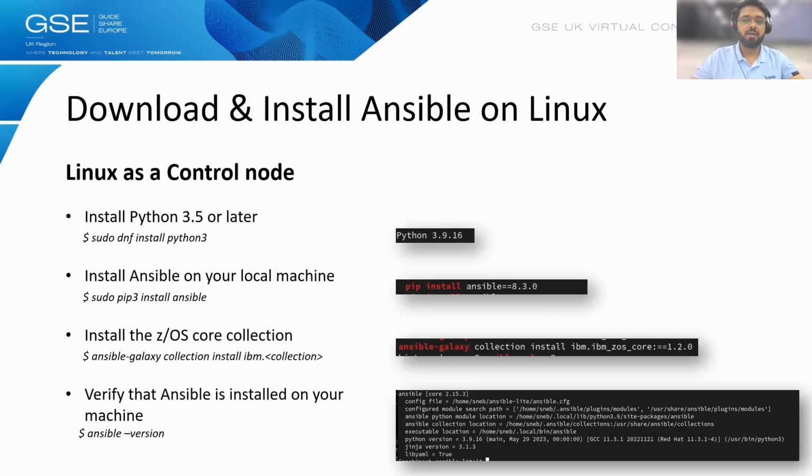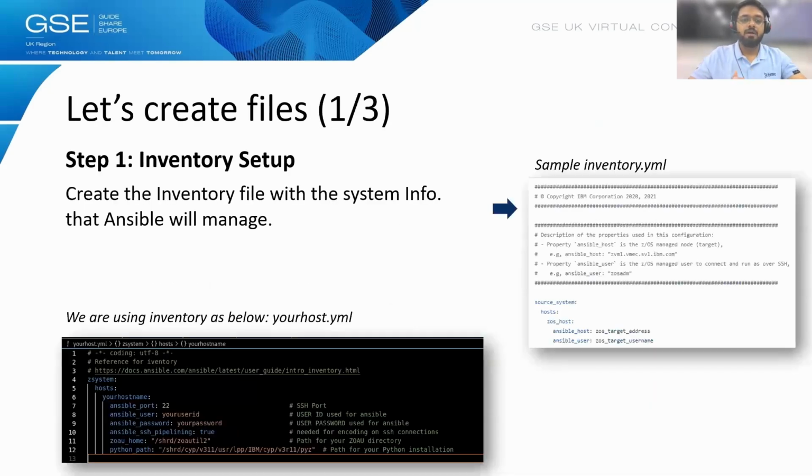Whenever you try to start with this type of automation, make sure that you have this installed. Now we'll see what files we would require to run the Ansible automation for zOS. As I was saying, the inventory is basic stuff that we would require to have our things going.